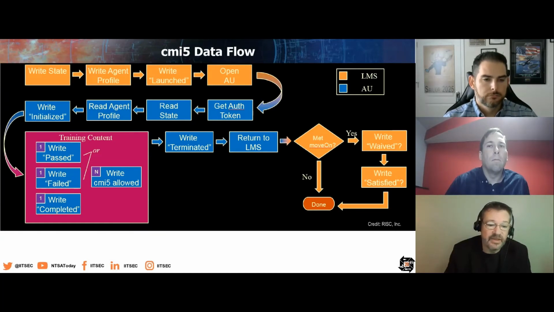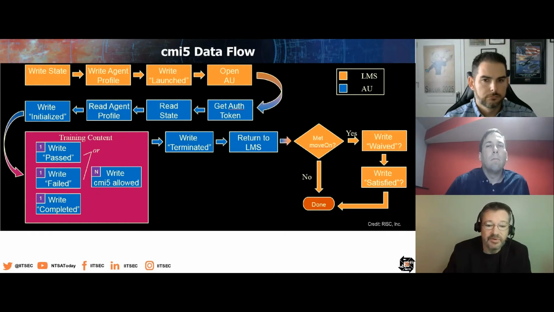The next thing that the LMS does is write an agent profile. This includes the student's language or preferred language. It can be a list of preferred languages if you wish, and it includes volume information. So, for example, should the volume be on or off? It's a student preference. Then the LMS writes a launch statement. This indicates that it has completed its setup activities and is prepared to launch the assignable unit. Then it goes ahead and does that. It opens the assignable unit and control transfers to the assignable unit.